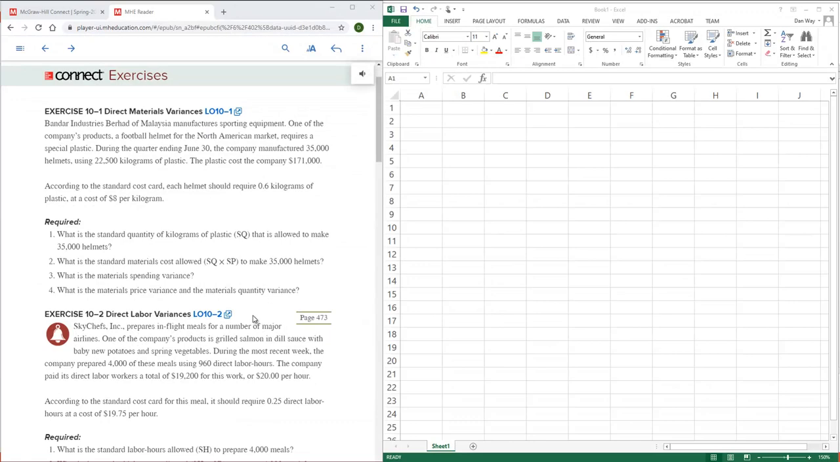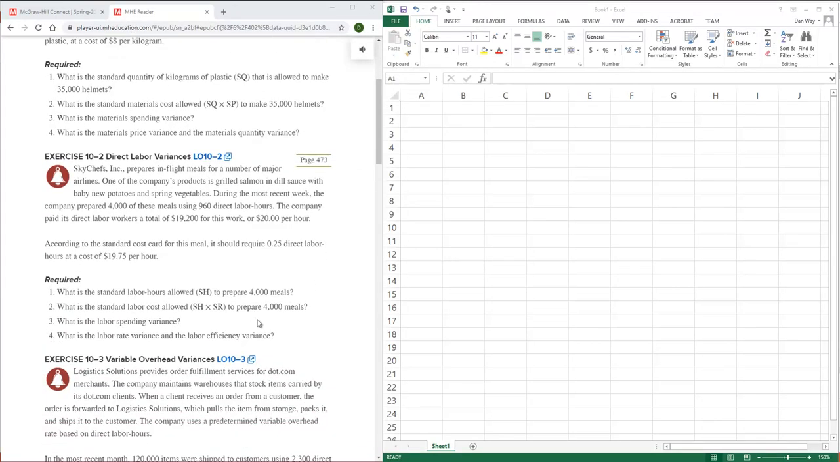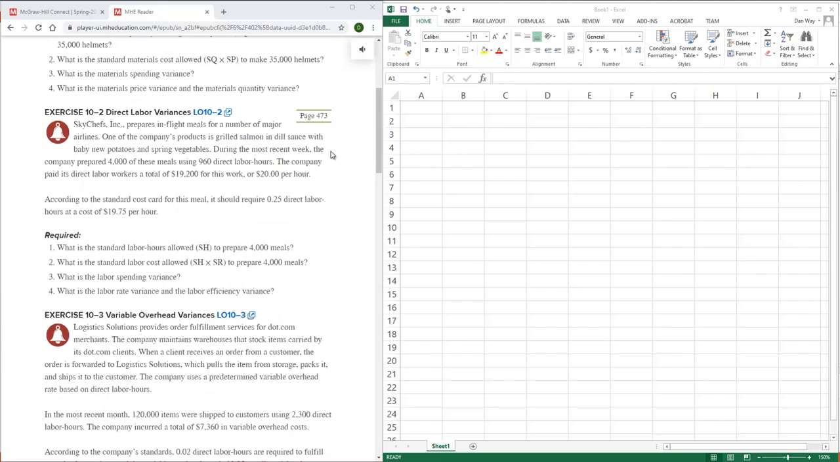Okay, let's take a look actually at exercise 10.2 right after that one and talk about some labor variances. So Sky Chefs prepares in-flight meals for a number of major airlines. One of their products is this grilled salmon. During the most recent week, the company prepared 4,000 of those meals using 960 direct labor hours. The company paid its direct labor workers a total of $19,200, or $20 per hour. According to the standard cost card, it should require 0.25 labor hours at a cost of $19.75 per hour.